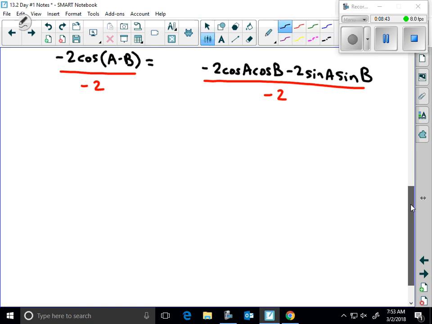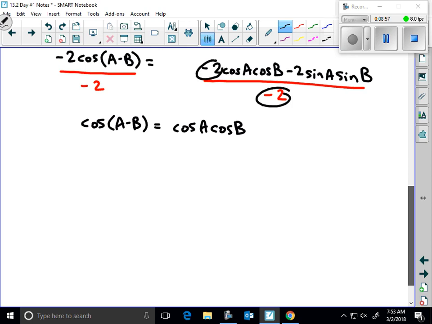But we get what we wanted, which is cosine of A minus B equals cosine A cosine B plus, now here's the key, when I divide this negative 2 out here, here, and here, they all become positives. Sine A, sine B.